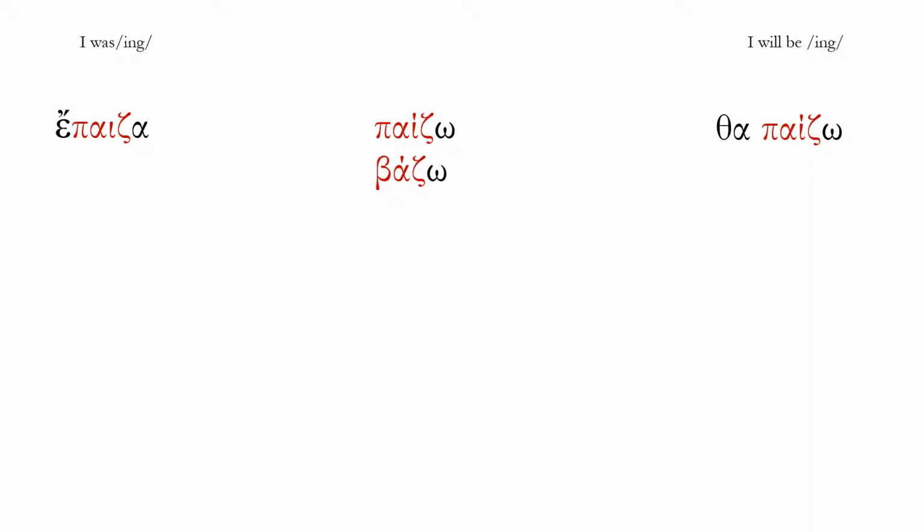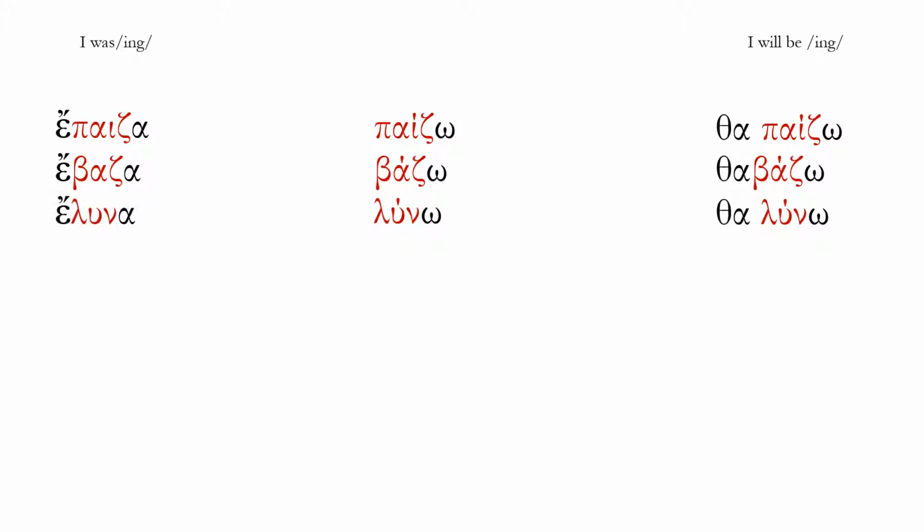Βάζω, I put or I place. If I want to say I will be putting or I will be placing, θα βάζω. I was putting or I was placing, έβαζα. Λύνω, I loosen or I am loosening. I will be loosening, θα λύνω. I was loosening, έλυνα. And remember, it's I was loosening or I used to loosen.